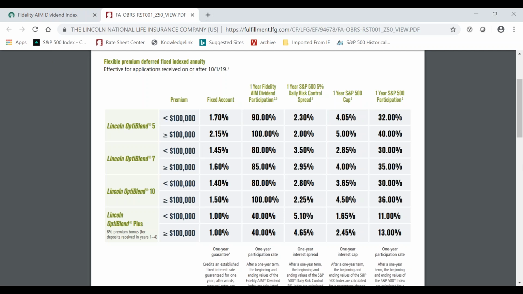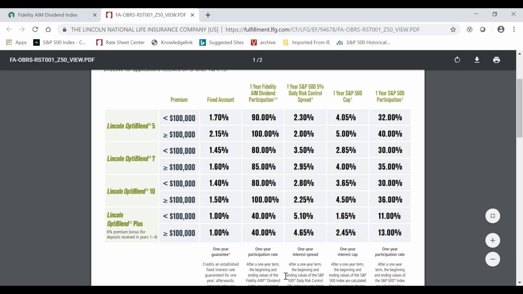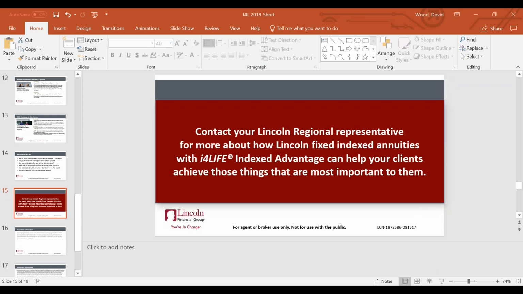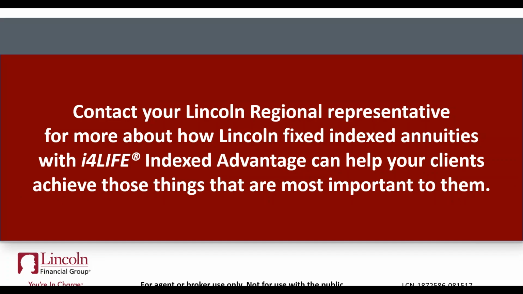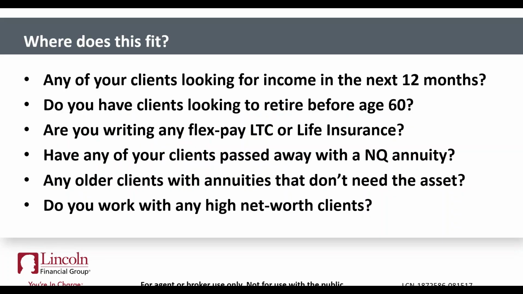For I4Life specifically, though, we want to talk about that 10-year. So great strategies, right? Fidelity, 100% par, got a strong cap, strong par on the S&P. But the solution, if they're not just looking for accumulation, is I4Life. I mean, what a cool story, right? The power of annuitization. What is I4Life? The power of its annuitization, and where does it fit?